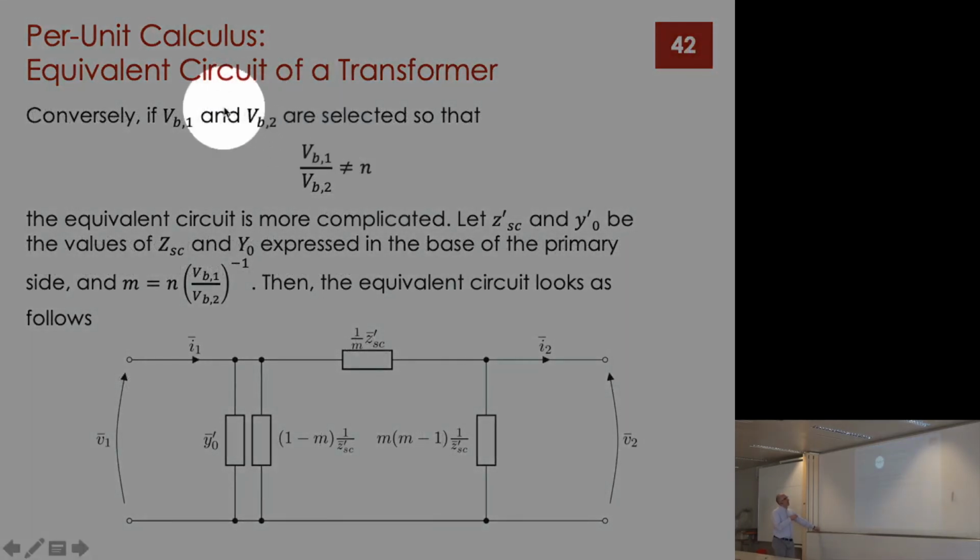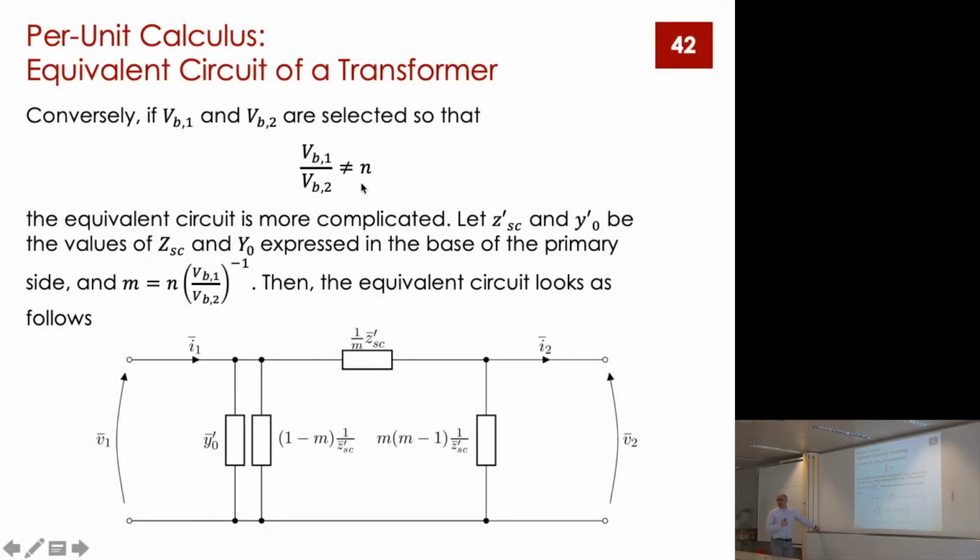If VB1 and VB2 don't have a ratio equal to n, you can still use a pi circuit. The only thing is that the pi circuit becomes a function of m, where m is the new ratio, equal to n times the inverted ratio of the two base values that you choose. You can still apply the theory, but you're complicating the pi circuit of the transformer a little. The interesting thing is you can still treat the transformer as a pi circuit, which is finally the hypothesis that we made to build the admittance matrix. Good.